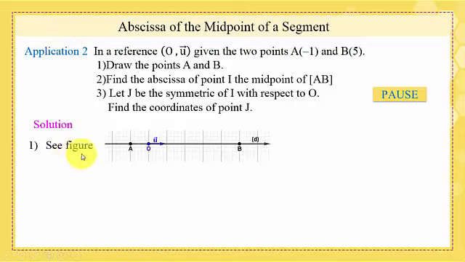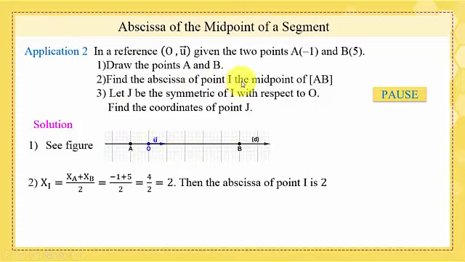Part 1. See the figure. The abscissa of A is minus 1 and the abscissa of B is plus 5. Find the abscissa of I, the midpoint of AB, by applying the formula XI equals (XA plus XB) over 2, equals (minus 1 plus 5) over 2, equals 2. So I has abscissa equal to 2.